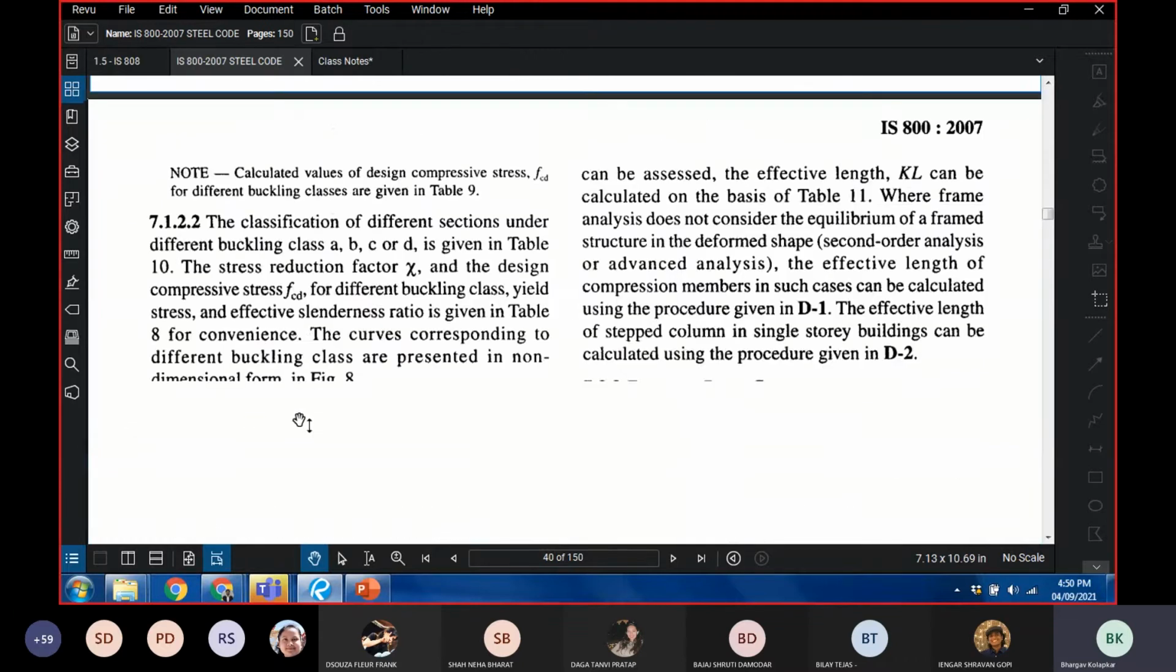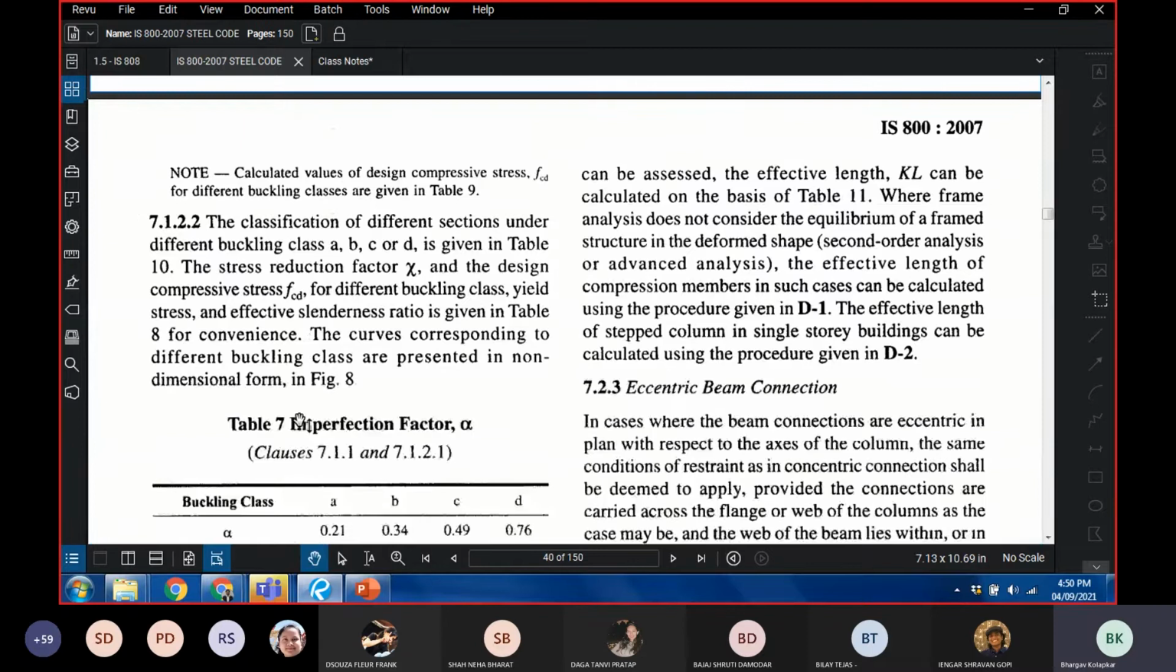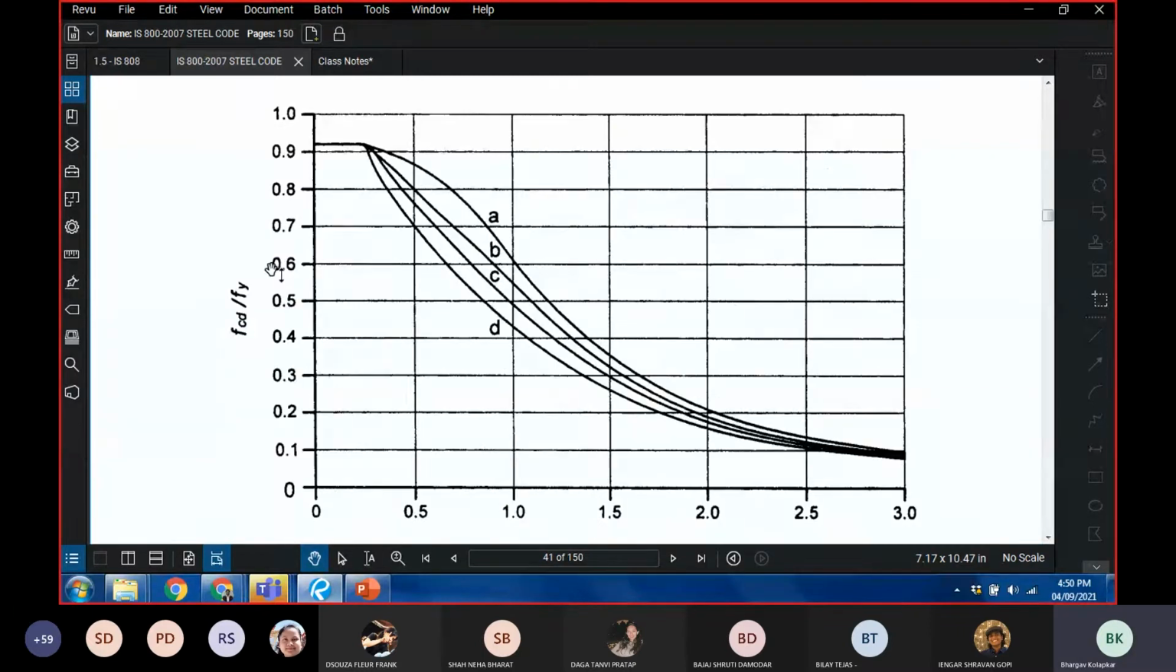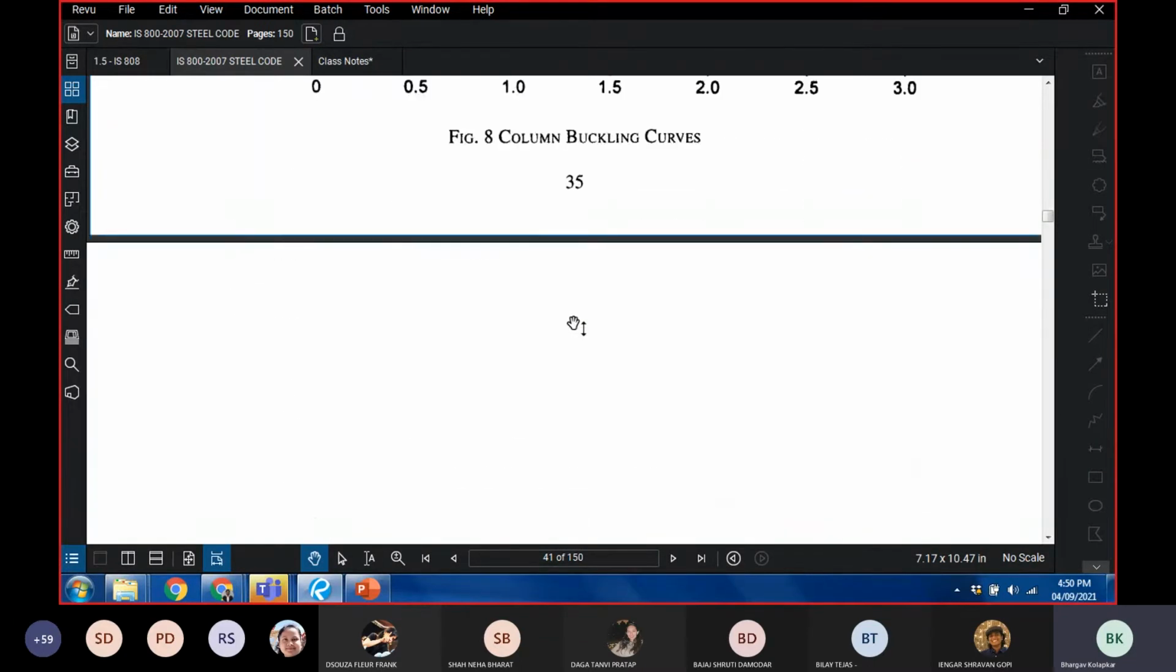So how do we get FCD? You just look at this curve, know the slenderness ratio, and we can get the value of FCD. But now the question is, which curve do we look at? Do we look at A, B, C, or D? For that, we have to refer to a particular table.